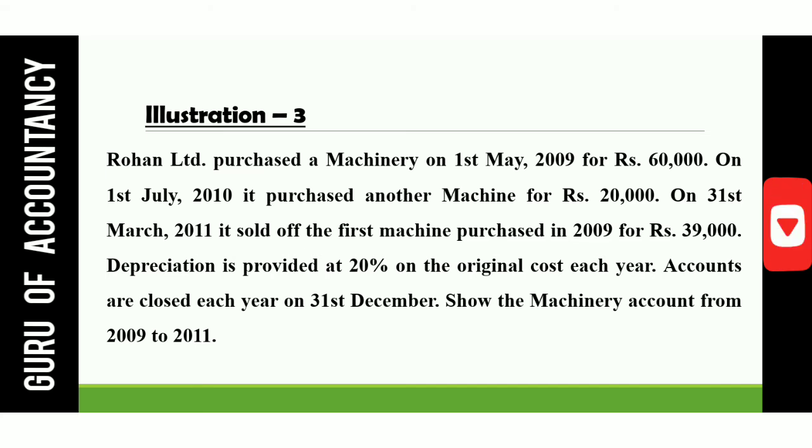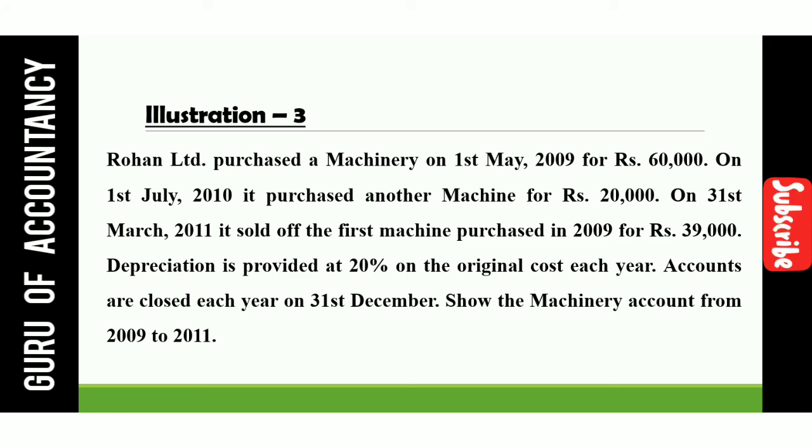Depreciation is provided at 20% on the original cost each year. Original cost each year means it is the straight line method. Accounts are closed on 31st December every year. So the machinery account from 2009 to 2011. On your first machine of 60,000 in 2009, your depreciation would be for May, June, July, August, September, October, November and December.